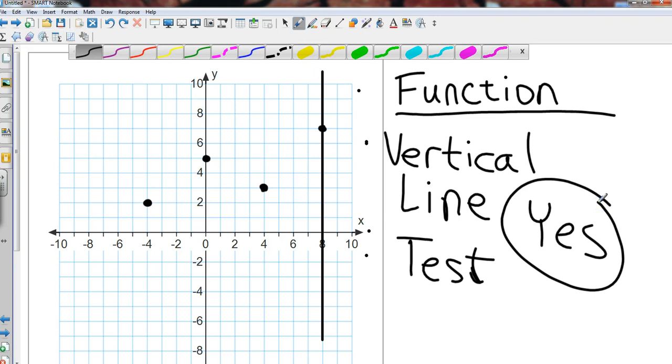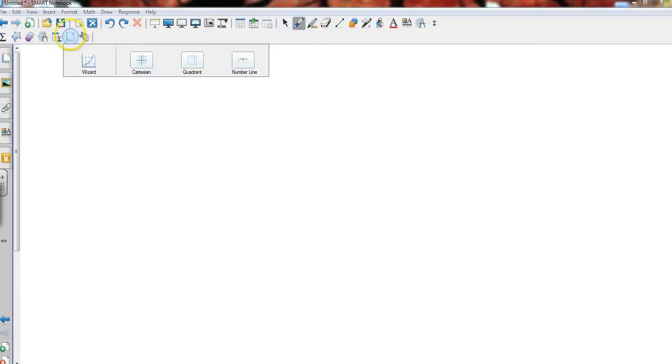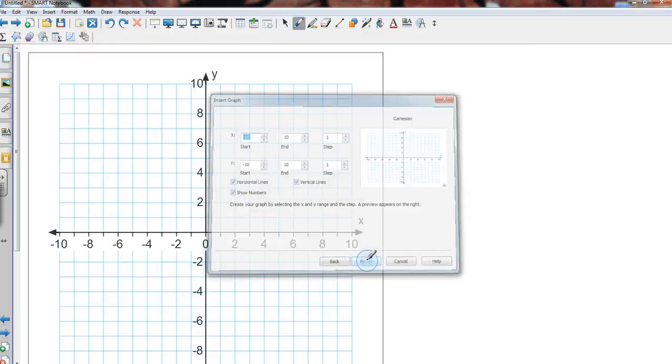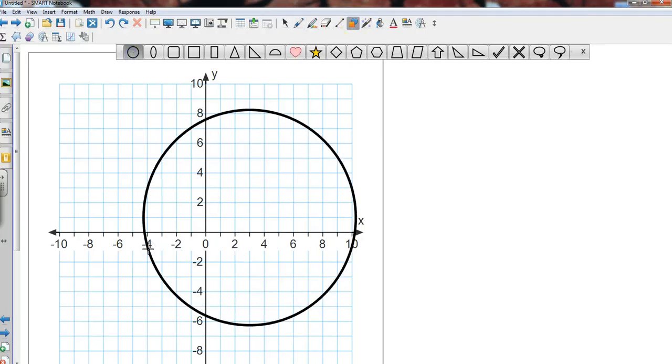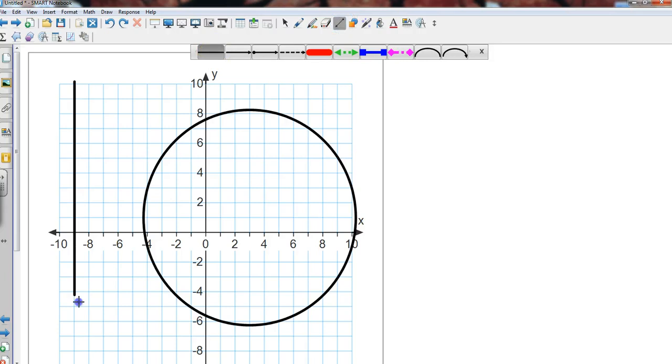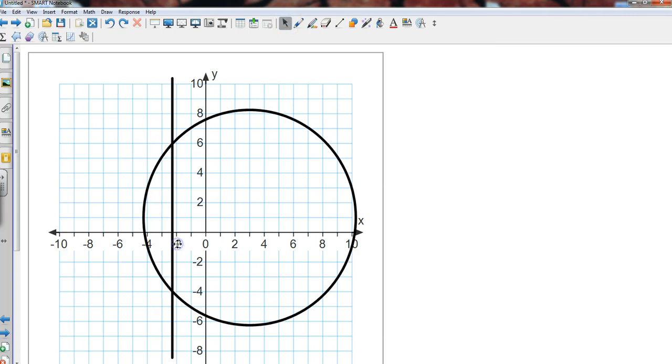Again, this is the first method I'm going to show you. There's actually two methods. Some of you will like this one because you're more visual. Some of you will like the other one because it's a little more logical. Okay. So let me show you one using this method that's not a function. Anybody see it already? If I move this over, how many intersection points? 2. Makes it not a function automatically.